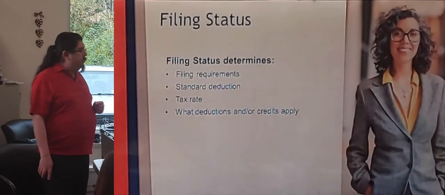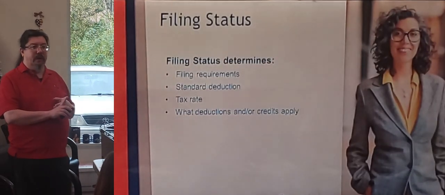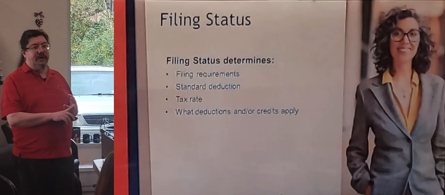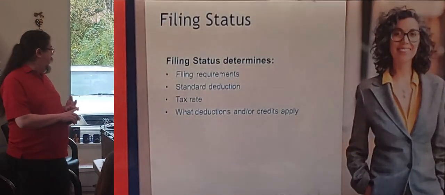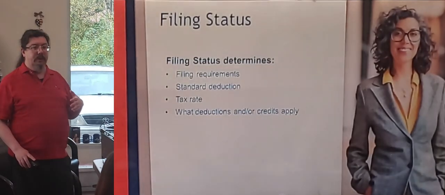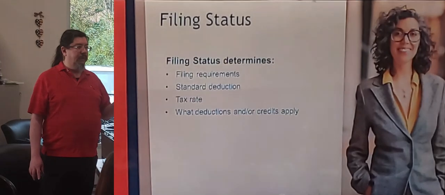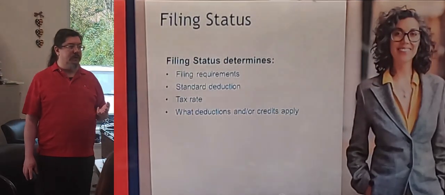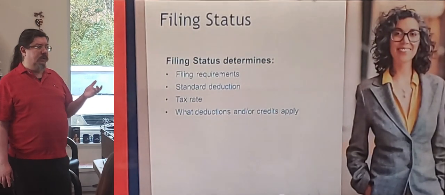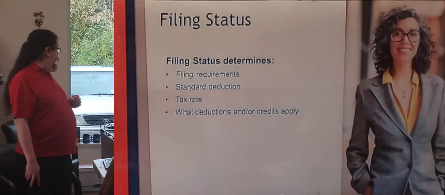Okay, so your filing status determines whether you're required to file a tax return at all, as we learned in Chapter 1. It also determines how much your standard deduction is. It determines your tax rate. So if you remember the tax table, there are 4 columns: one for single, one for married filing joint, one for married filing separately, and one for head of household. You'll notice one is missing. Qualifying surviving spouse uses the same tax rates as married filing joint.